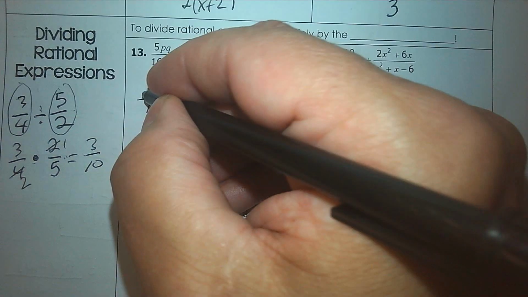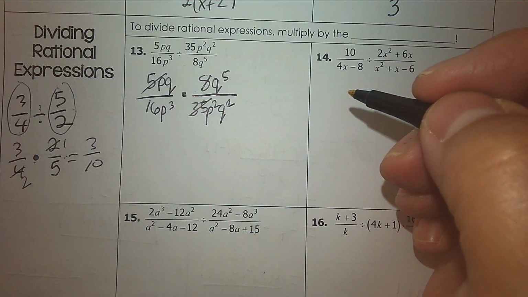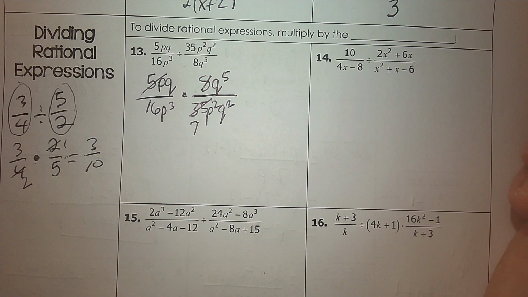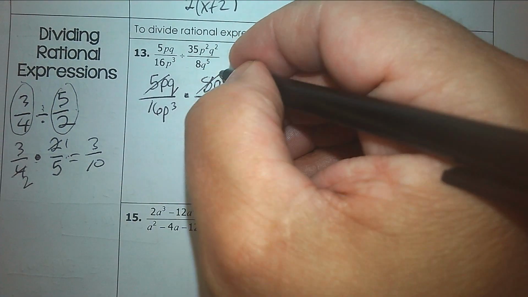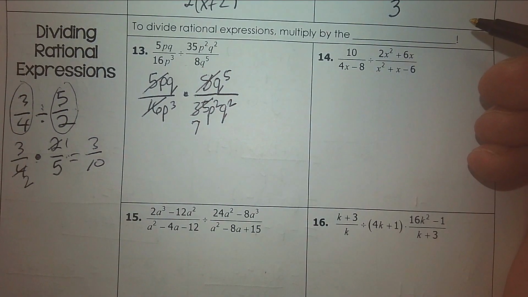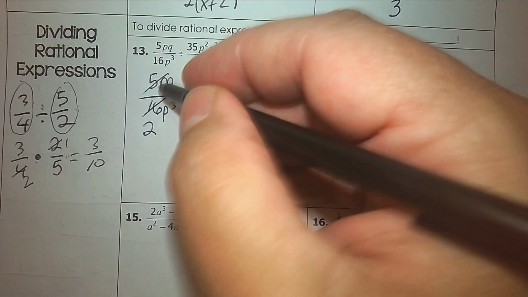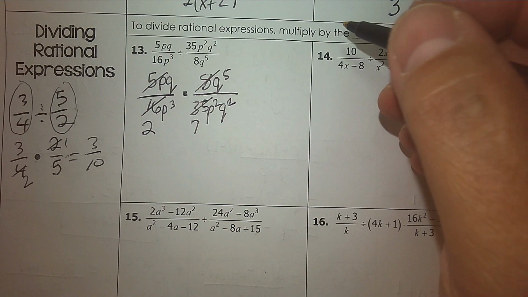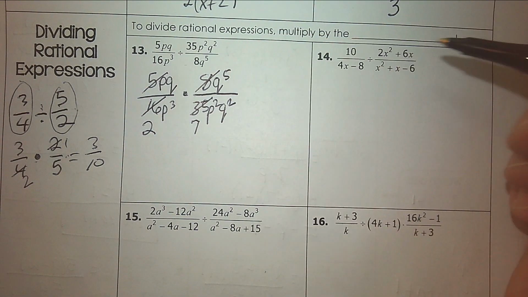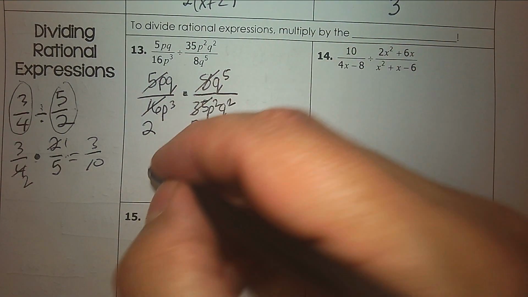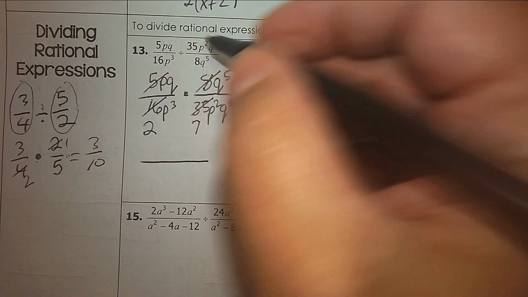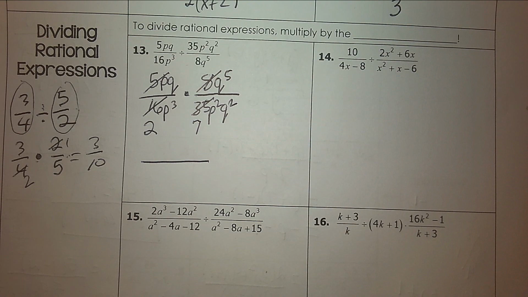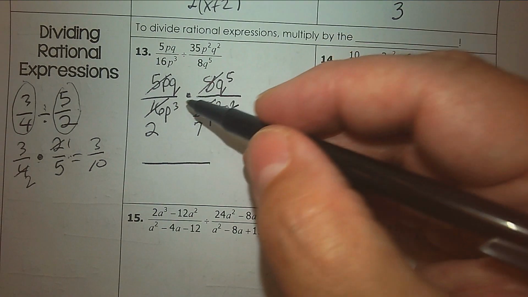So 5 goes into 35, 7. Perfect. Keep going. So 8 goes into 16 twice. Remember, the number that we don't see on top is 1 if we need it. Keep going. How many p's do I have on top? How many p's are left on top? 1 p, right? Yes. 1 p. How many p's are on the bottom?